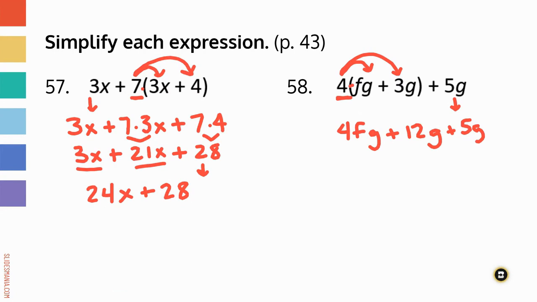Okay, so if we look at our variables, we've got an FG, we've got a G, and a G. So those G's can get added together, but the FG cannot because the other ones don't have F's with it. Okay, so the 4FG comes down, and then we're going to add 12G plus 5G. 12 plus 5 is 17, and then G comes down with it. And that is our simplified answer.